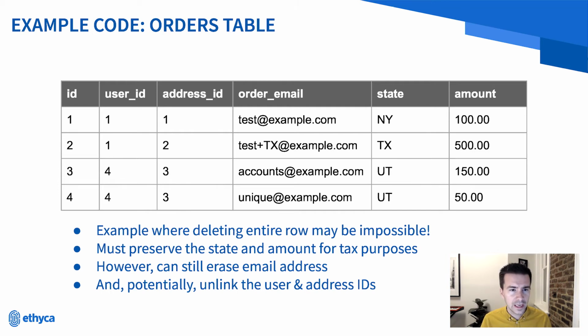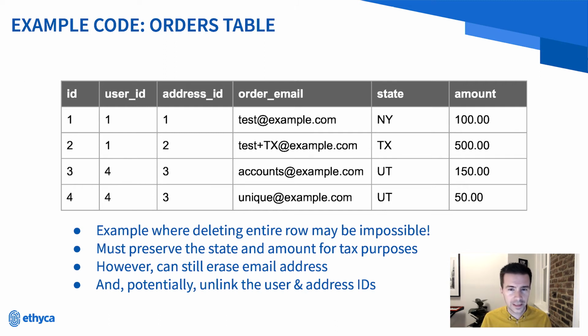Now, lastly, let's look at our orders table, which is an example where deleting the entire row might actually be impossible. This table stores a record of each purchase. Because of that, we need to remember to retain the state and transaction amount for tax purposes. So we can't erase it, at least not unless we're absolutely sure that we have that minimal data copied to some other auditable financial system.